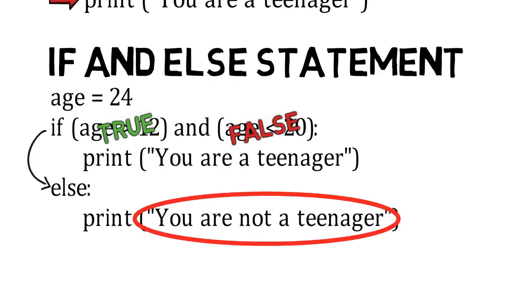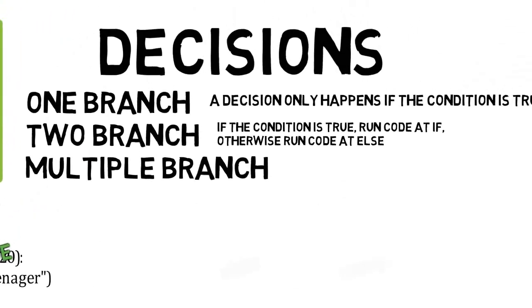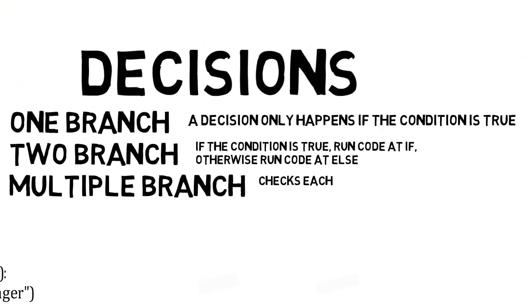Finally, we have a multiple branch command. This may give multiple possible options or branches to go down, and may also include an else command to catch anything that does not fall in any of the other branches. To create more branches, we use the command elif, which stands for else if, after the first if statement. You can have one or many different elif statements.